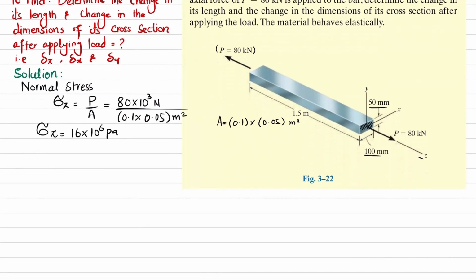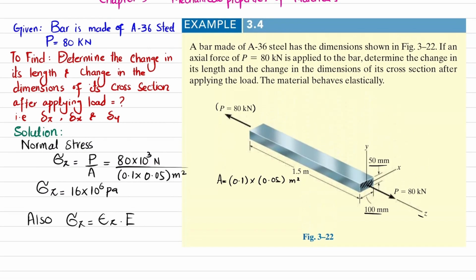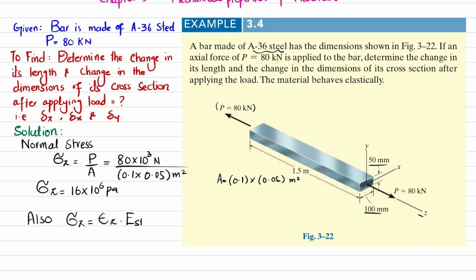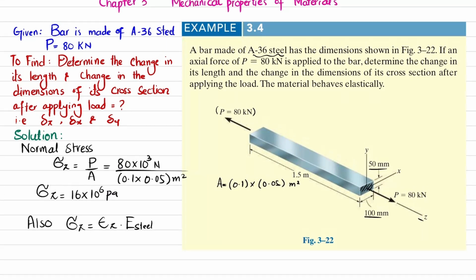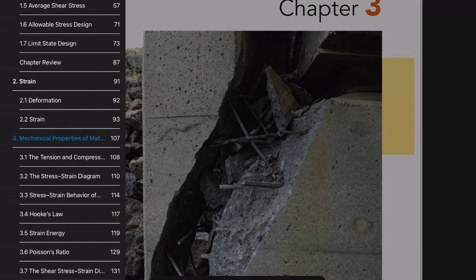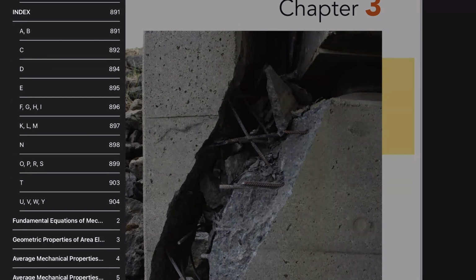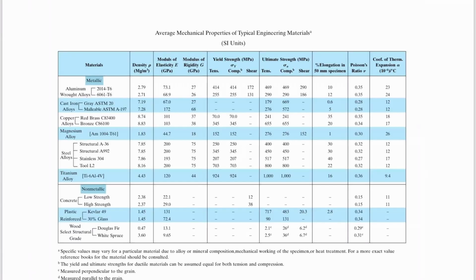Now we have this stress. Now we know that sigma Z is equal to epsilon Z multiplied by the modulus of elasticity of this material, which is A36 steel. So we do not have this E value. How will we get this E value? You can get it by using this book. At the end of this book, you can go to the property tables and you can see the average mechanical properties. Now you have this table.